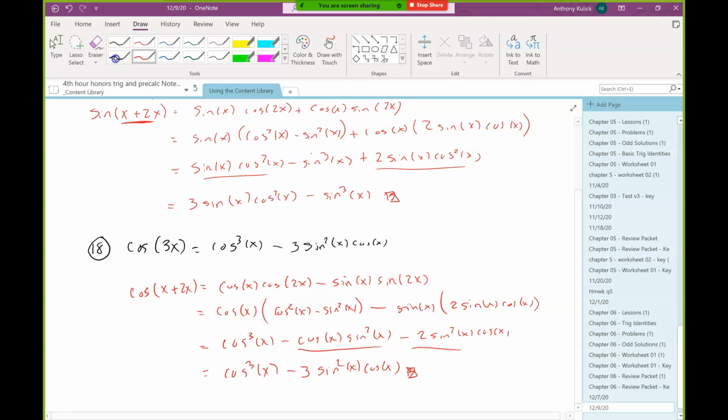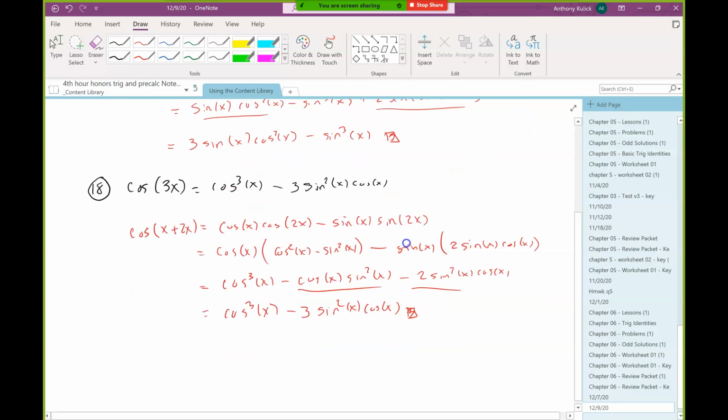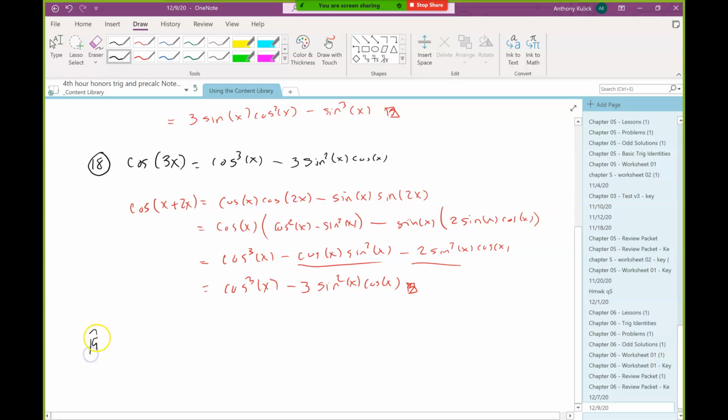So yes, it was almost exactly the same as the other one, just with the other identities. And then Megan, you wanted 19, right? Yeah.